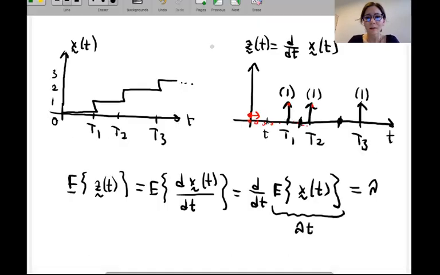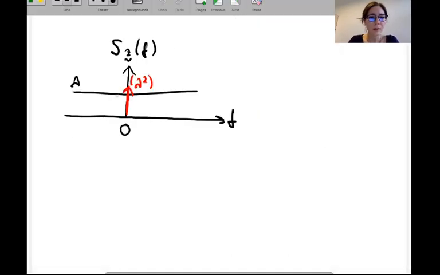But apart from that impulse at f equals 0, which is there because the process has non-zero mean, just forget about that part. The second component is flat. It's constant everywhere. So this is typical of a white noise process. The processes that have this property, we call them white noise processes. A flat density, no variation with respect to frequency, so it's a white noise process.